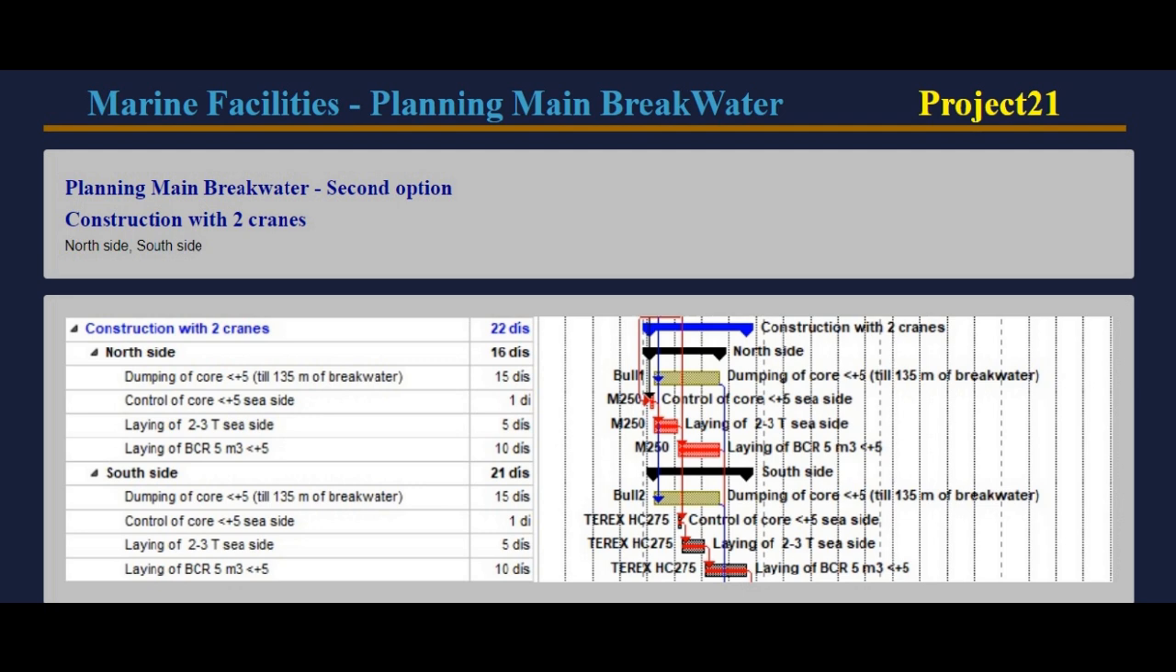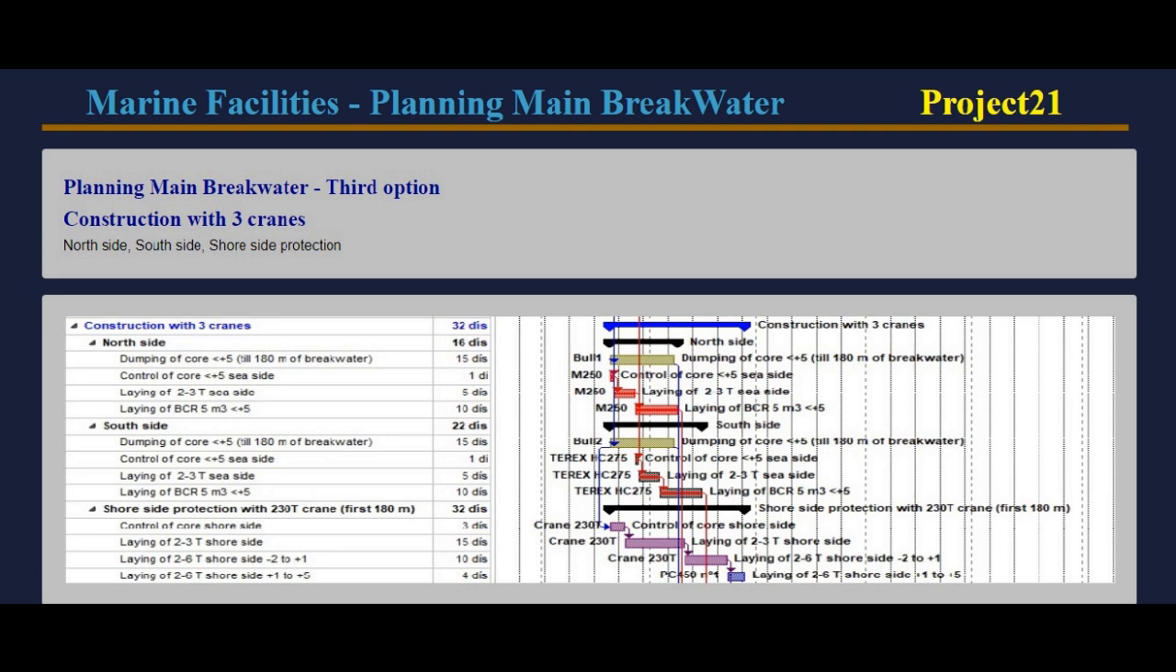Activities considered at north side, dumping and control of core, laying C-side and BCR concrete units. Same activities at south side. Third option. Construction with 3 cranes. Activities considered at north side, dumping and control of core, laying C-side and BCR concrete units. Same activities at south side. Activities considered for shore side protection, control of core shore side, laying rocks at shore side.